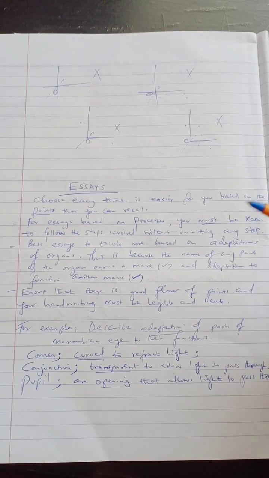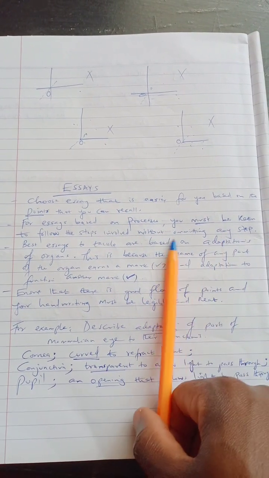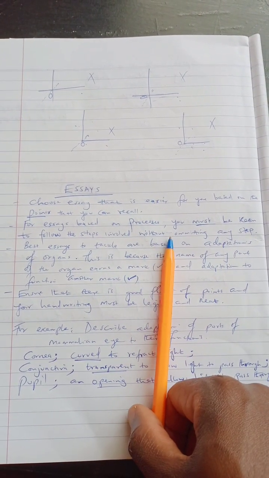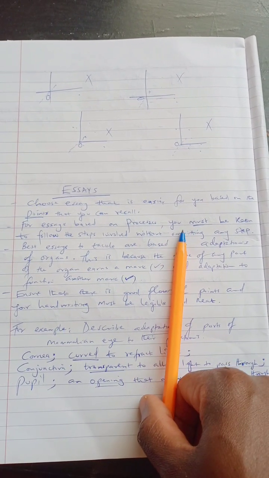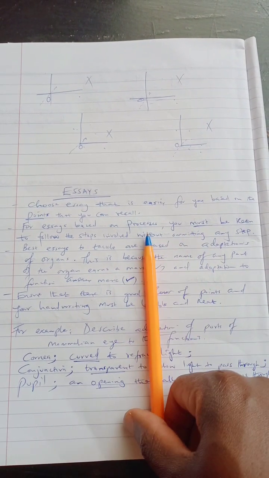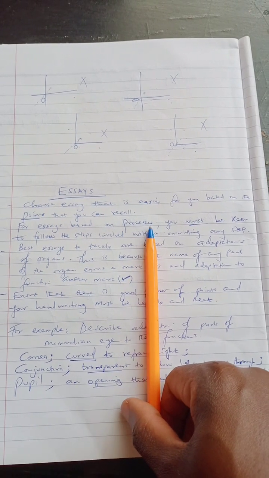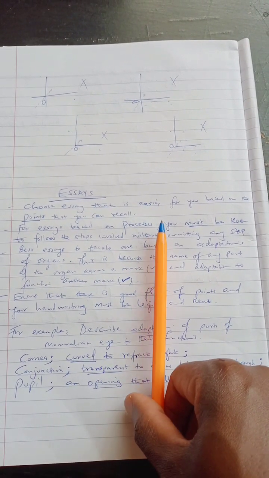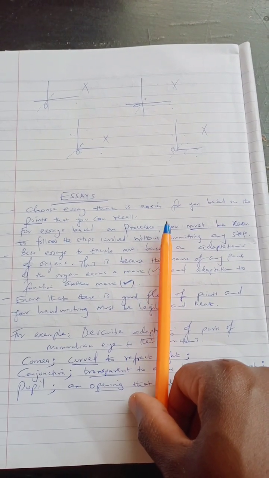And essay questions that are based on processes, you must be very careful, because if it's a process, you have to follow the steps carefully, because if you omit any step, then it means marking stops there. That is why you will only choose a question on the process if you are very sure of all the steps involved, and therefore you can do it properly without omitting any step.